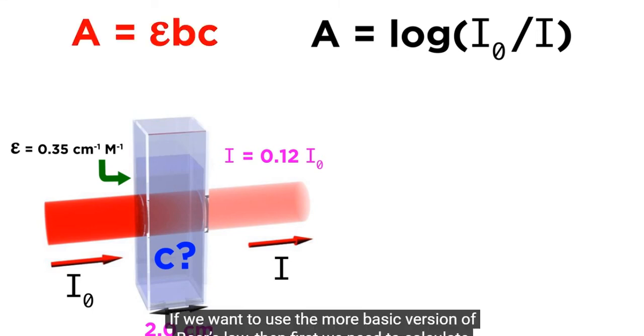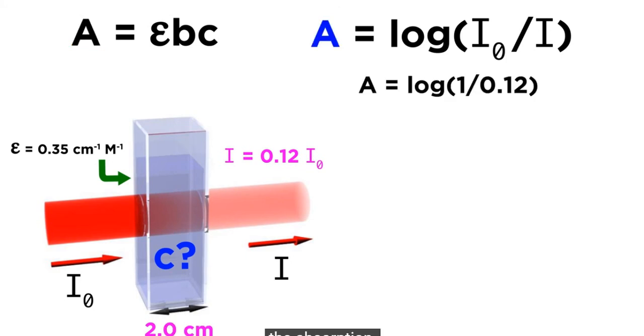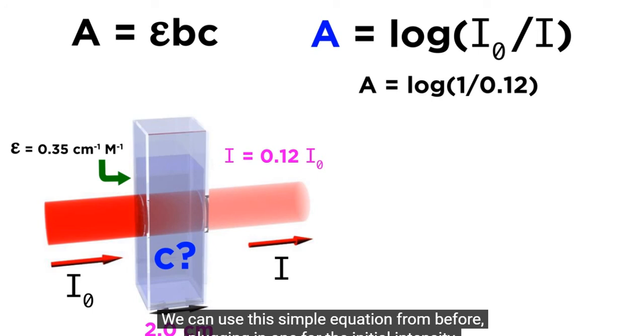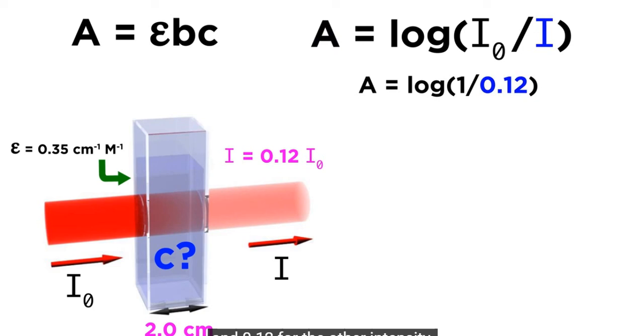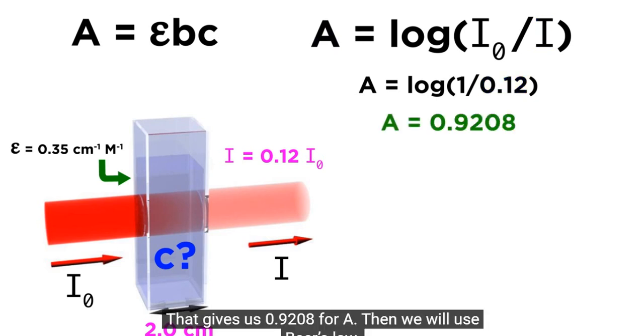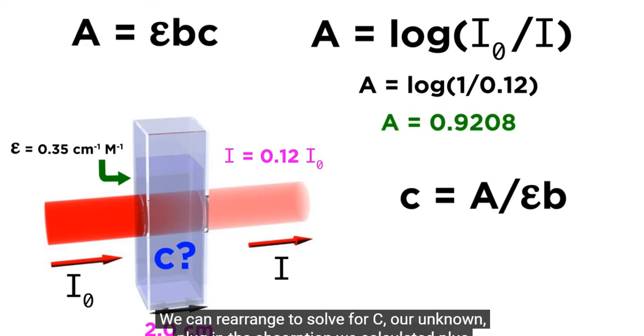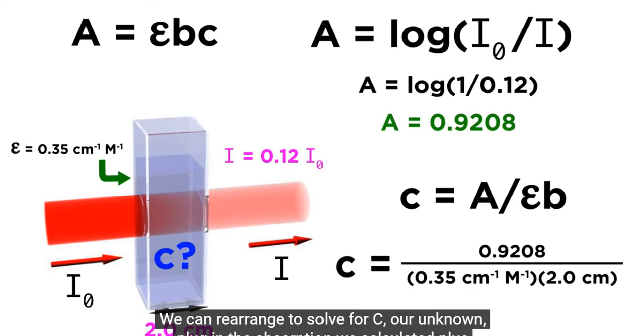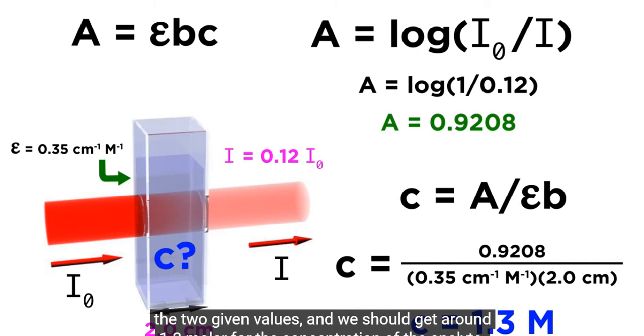If we want to use the more basic version of Beer's law, then first we need to calculate the absorption. We can use this simple equation from before, plugging in 1 for the initial intensity and 0.12 for the other intensity. That gives us 0.9208 for A. Then we will use Beer's law. We can rearrange to solve for C, our unknown. Plug in the absorption we calculated plus the 2 given values, and we should get around 1.3 molar for the concentration of the analyte.